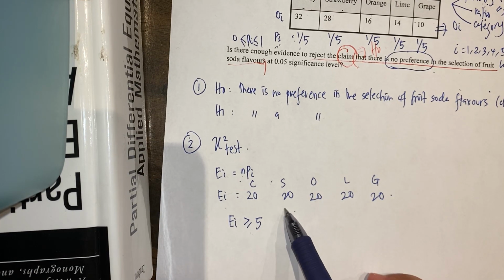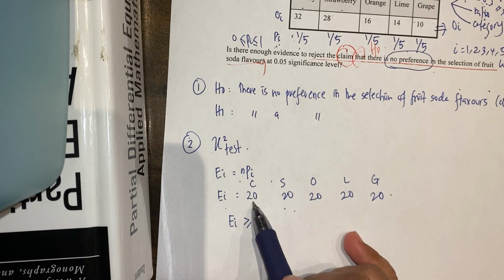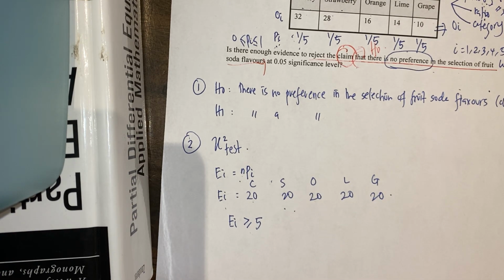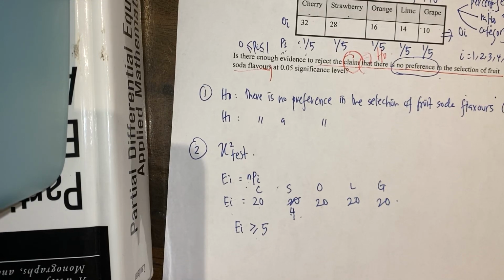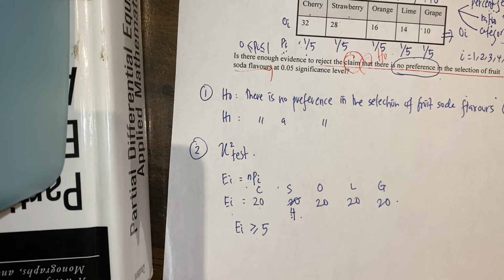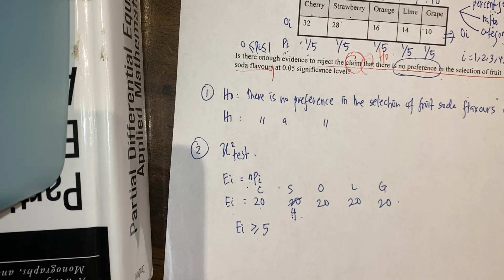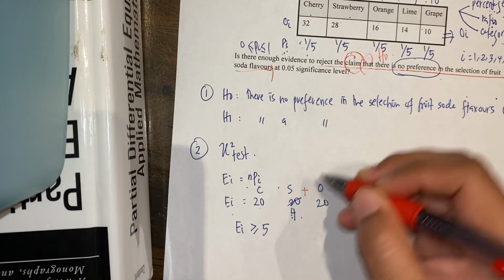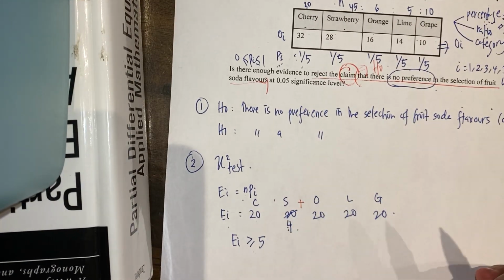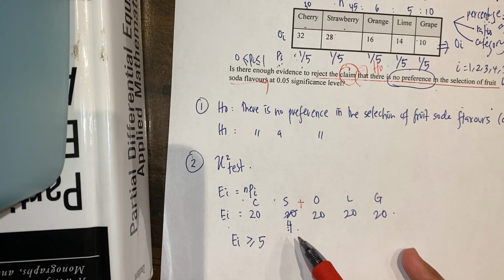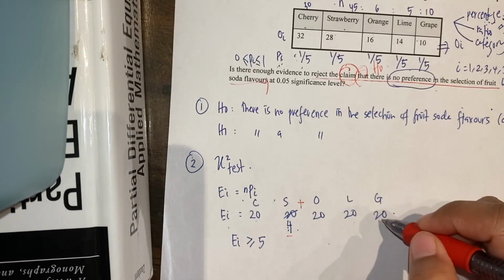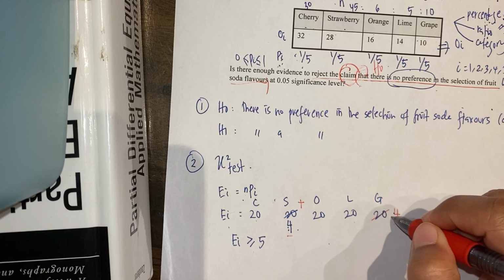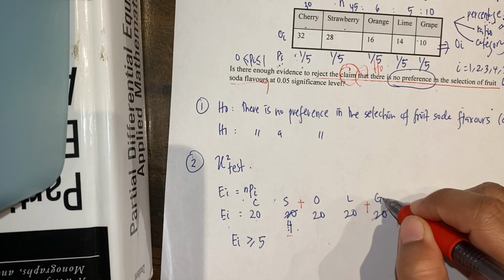Let's say that the E here is less than 5. For example, let's say we have 4 here. So what to do? 4 is less than 5, so we combine the category. You combine strawberry with the orange. Your O must be combined, also PI must be combined and E must be combined. We combine with the next category, the row is combined with the next category. But if the 4 is here, then we combine with the category before, so grape combined with lime.